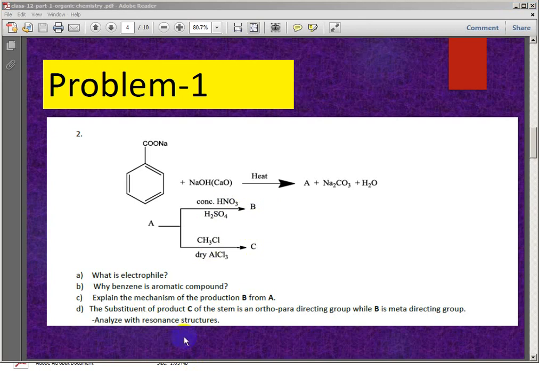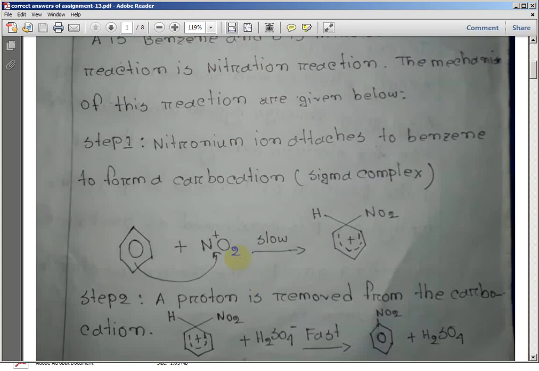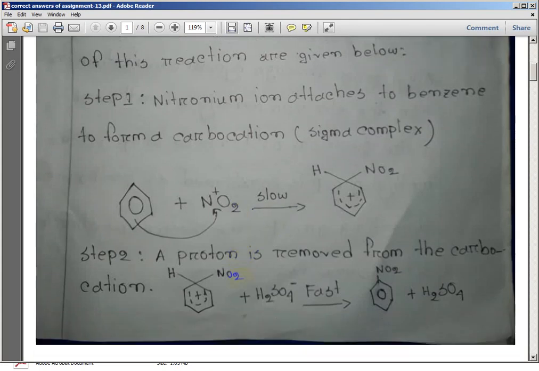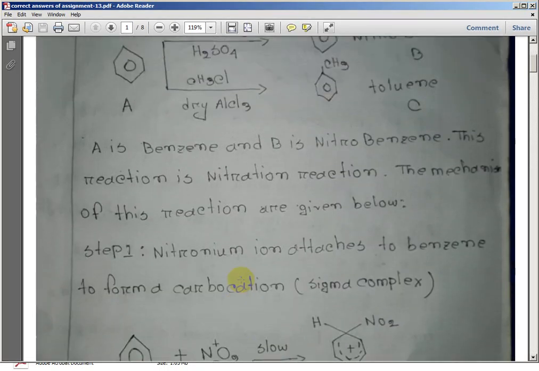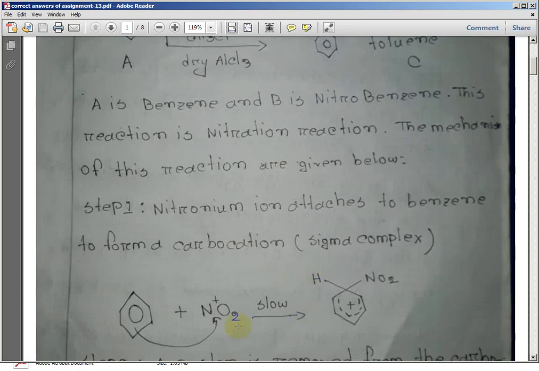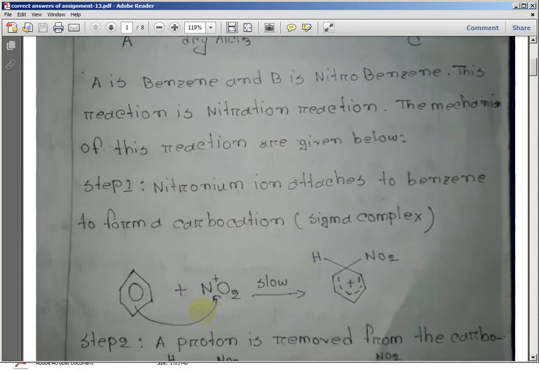So what is the answer? This one is my answer, the answer to question 13. This answer I showed you. There are three steps here, and in two steps this compound is formed. These things are not shown. Nitronium is formed at step one. The nitronium ion attaches to the benzene to form a carbocation sigma complex.